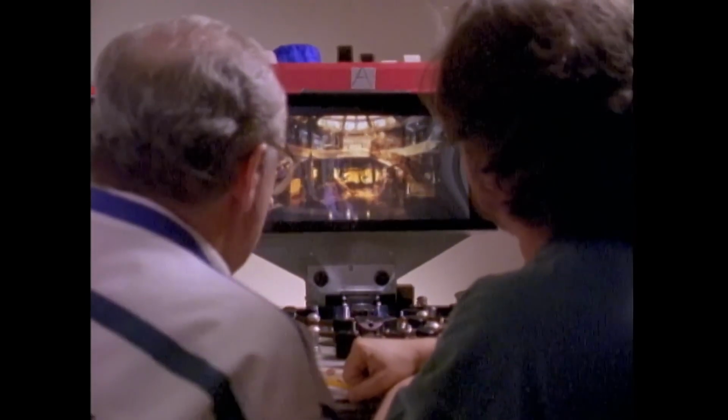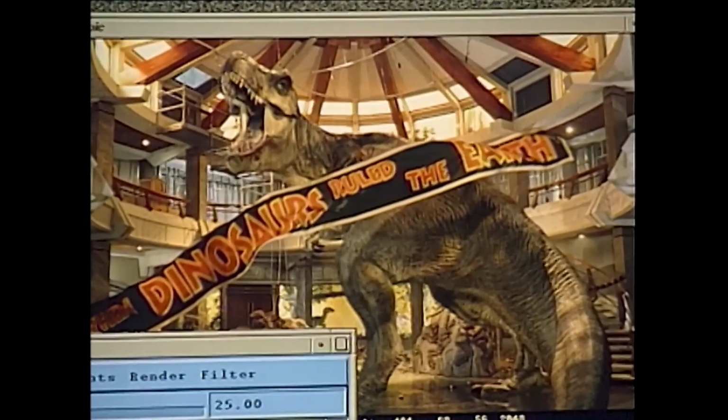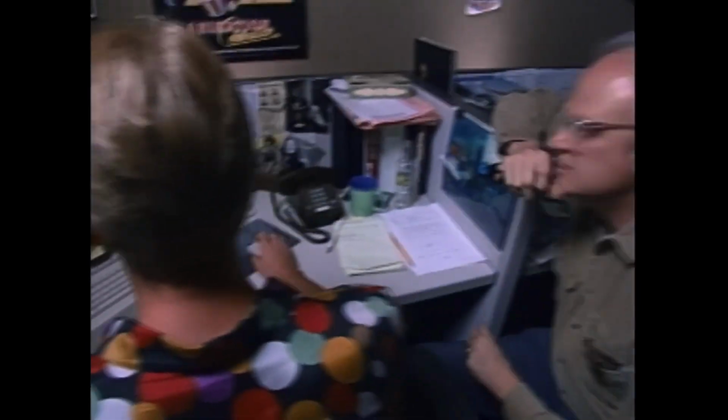The final film, Jurassic Park, the one that brought dinosaurs back to life, only has about six minutes of computer-generated dinosaurs in the actual final film. Six minutes in the entire movie.